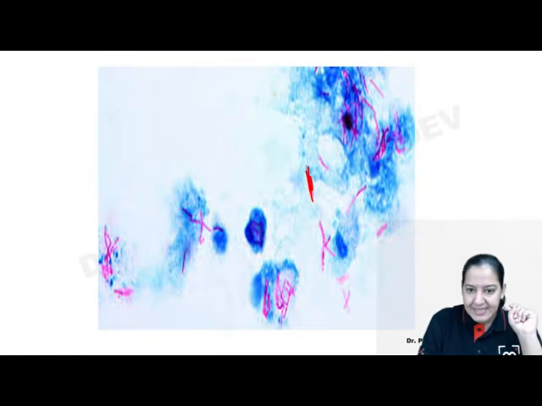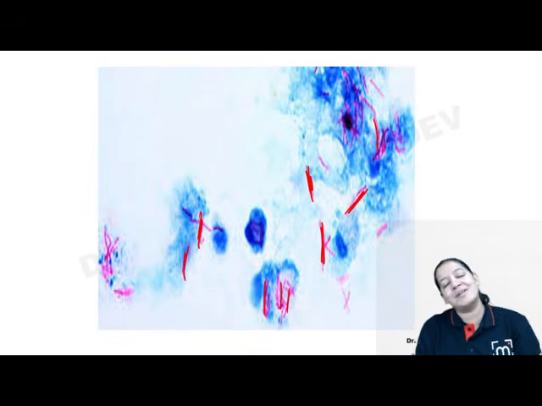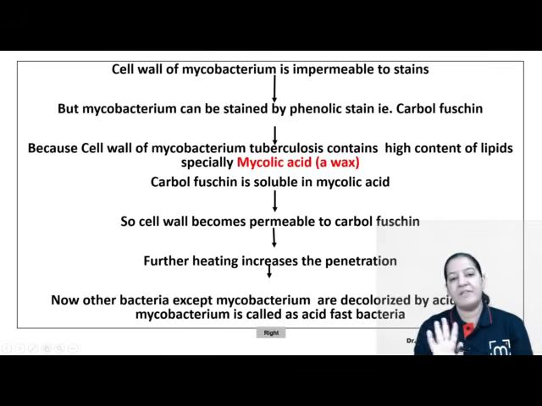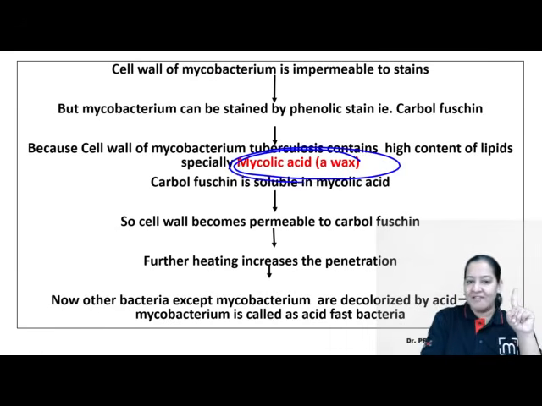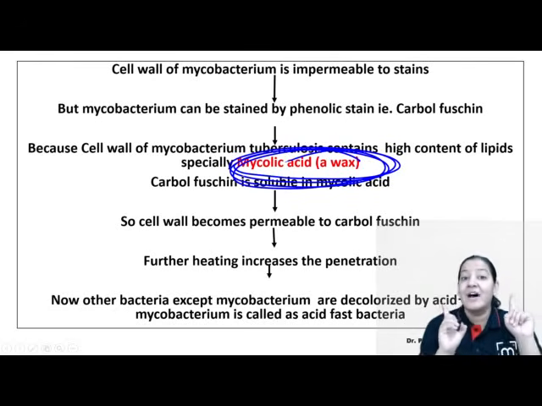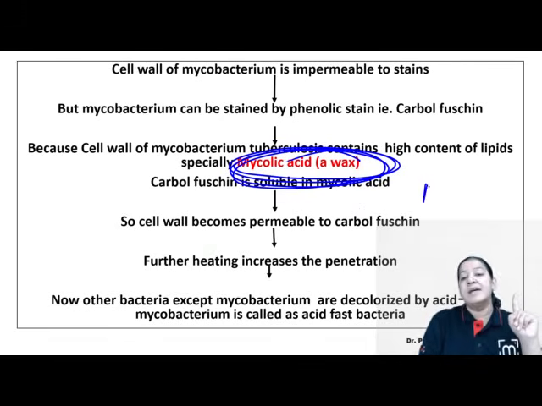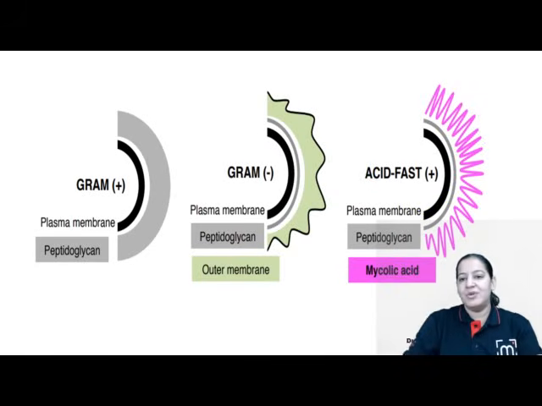Can you see these? These are the red color rods. Can you appreciate the red color rods? Yes, the red color rods are acid fast organisms on a blue background, right? The principle we have already seen. Only one word in the principle you have to learn. Some bacteria have mycolic acid in their cell wall, and that mycolic acid resists decolorization. It does not allow decolorization. That's why these are acid fast organisms and they retain the primary stain, right? So you can see the mycolic acid in the cell wall.